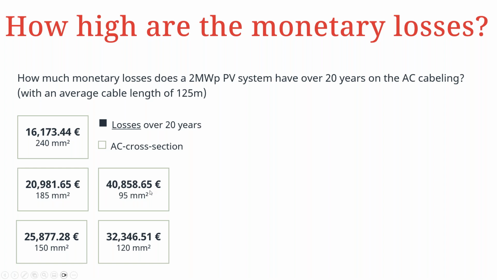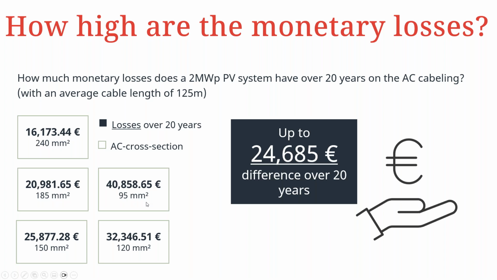40,858.65 euros. So if you now take the difference between the highest here, which is 240 mm², and 95 mm², we arrive at a whopping difference of 24,685 euros over 20 years. So we can see clearly that the cross-sectional area of the cables being implemented is definitely very, very important. This is something to take note of while designing your PV system.